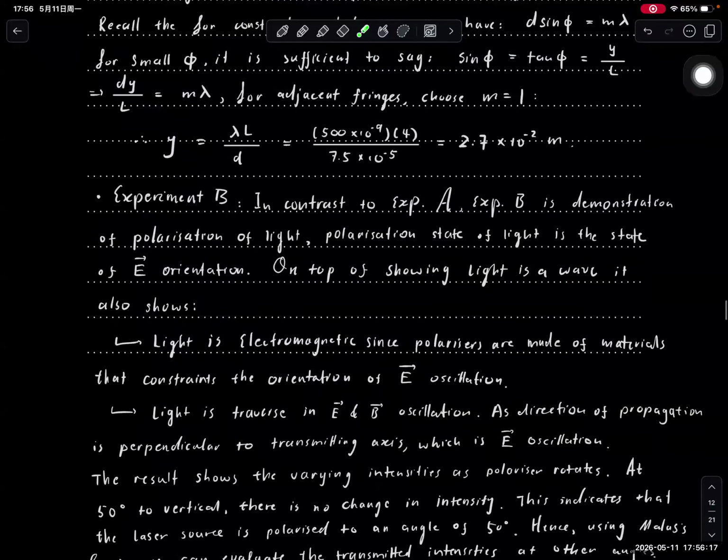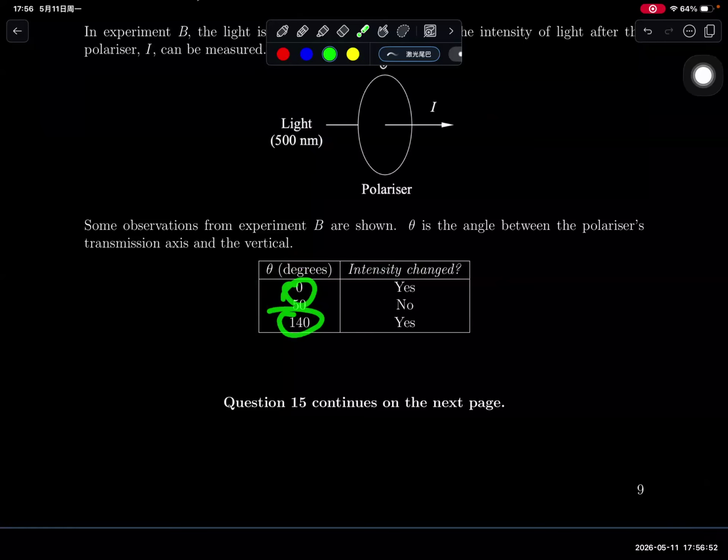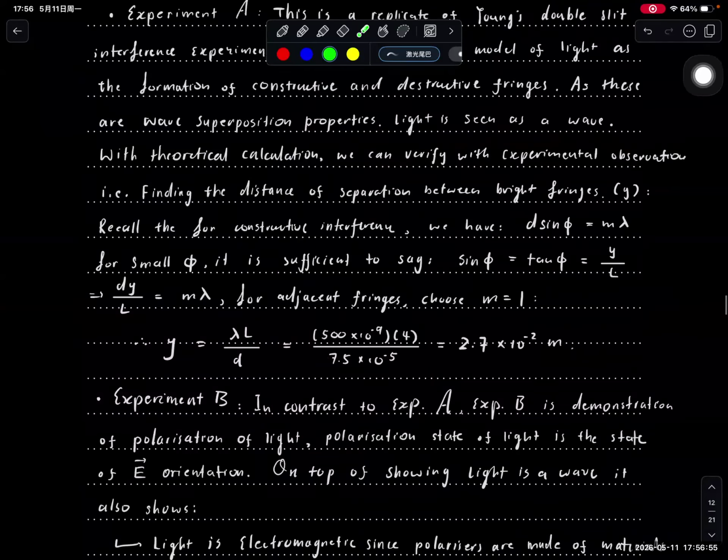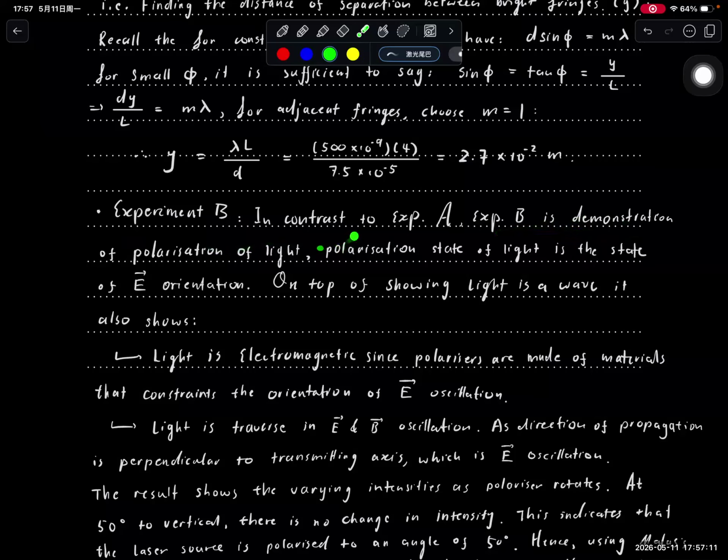And so from that, you can calculate how much intensity has changed at 0 and 140 degrees. That's the calculation I chose to do. You can choose whatever calculation you want to do as long as it fits the experiment. I just happened to choose this one. You have the freedom to do that in this question. So experiment B, in contrast to experiment A, has demonstrated polarization of light. The polarization state of light is the state of electric field orientation. So that's defining all the stuff, right?